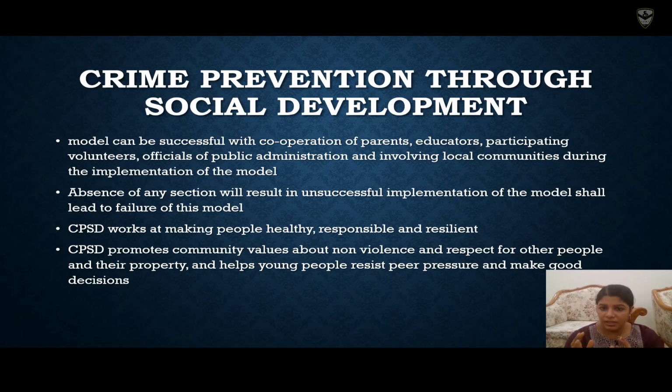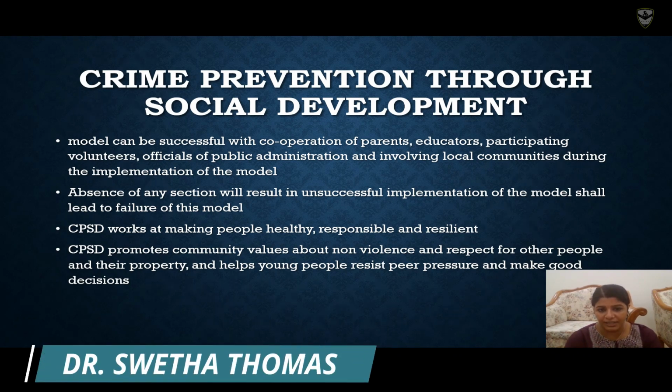The crime prevention through social development model can be successful only with the cooperation of parents, educators, the volunteers who are participating, the officials of public administration, and the local communities that are involved in implementing such models. Absence of any one section would obviously result in unsuccessful implementation, and this whole program or model itself could be a failure.